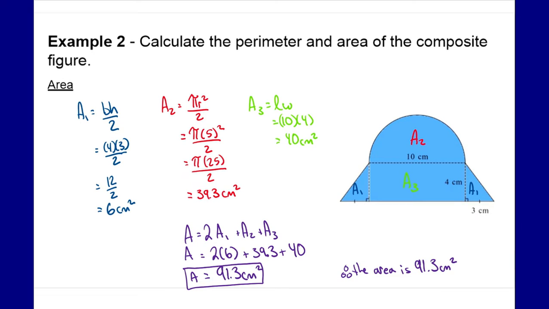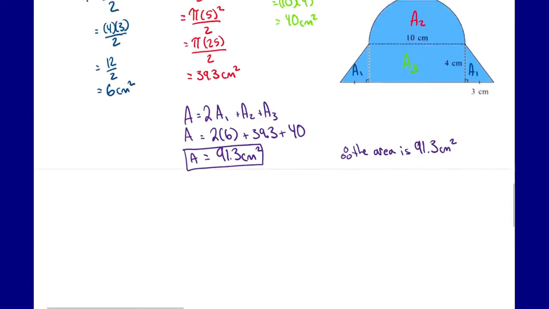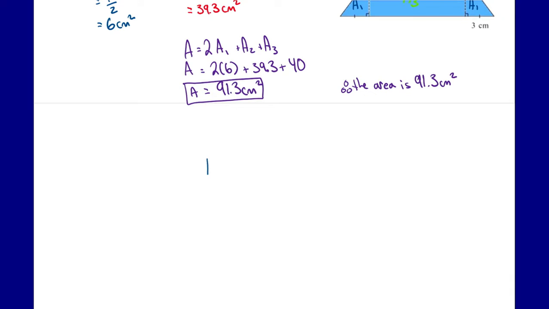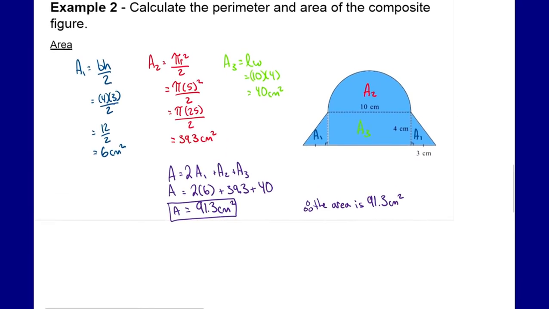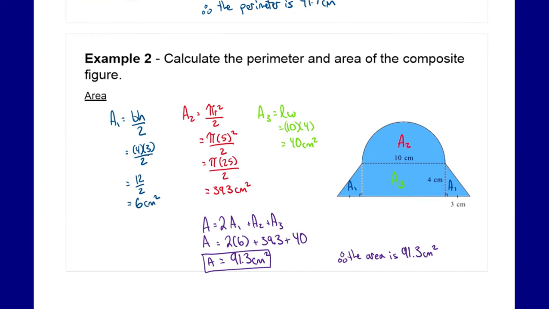Now, keep in mind, a composite shape could be where we subtract some figures as well. So what I mean by that is maybe we have a rectangle and we take a triangle out of it. So we have a rectangle minus a triangle. In some cases, we might have to subtract an area from another rather than add areas up. Just something to keep in mind depending on what composite figure we get, but it might not necessarily always be adding.